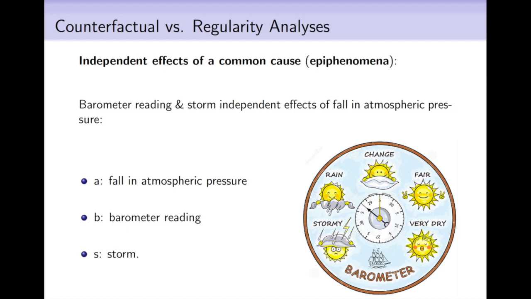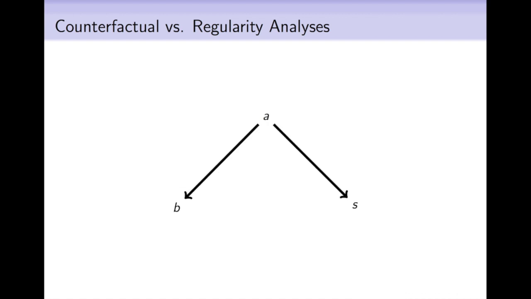So suppose that there's a fall in atmospheric pressure, call this event little a. Suppose that small b denotes the barometer reading. Maybe the barometer saying there's going to be rain or a storm. And then small s denotes the event of the storm occurring. So the causal structure is something like this. The atmospheric pressure falls. It causes the barometer reading because the barometer is sensitive to the atmospheric pressure. Independently, the atmospheric pressure causes the storm. So the barometer predicts the storm because it's sensitive to this atmospheric pressure, which is also what the storm depends upon.